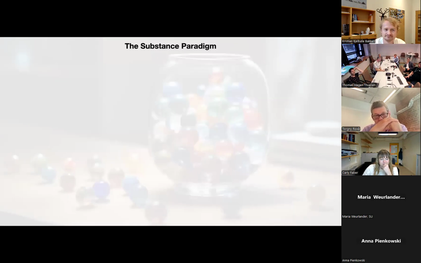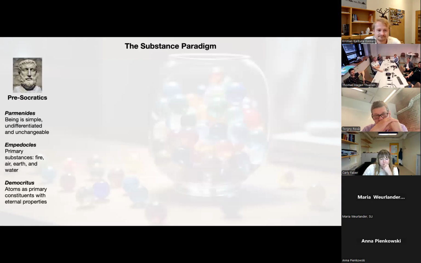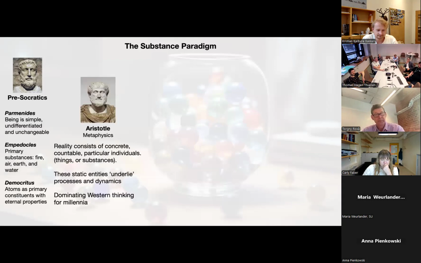So to understand it, we have to understand what is known as the substance paradigm. Now this goes back to the pre-Socratics, that postulated certain properties that needed to be satisfied for ontology, for being. It should be simple, unchangeable. There were primary substances, and the atomists claiming that there are these primary constituents with eternal properties. This was consolidated by Aristotle in his metaphysics.